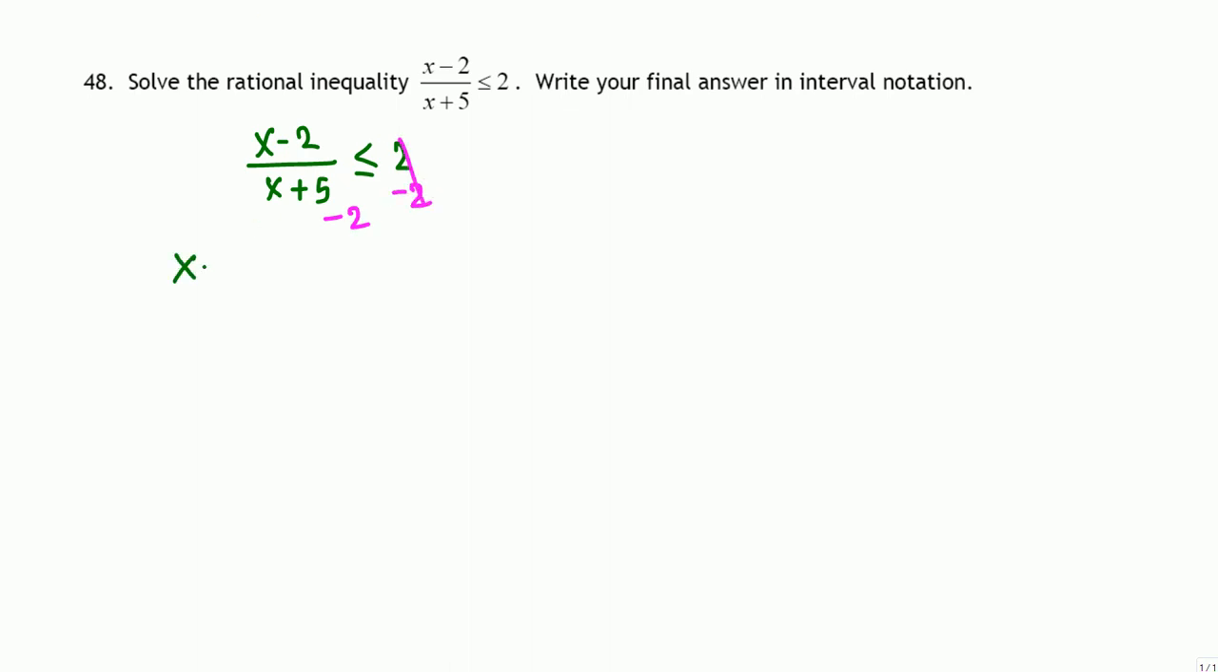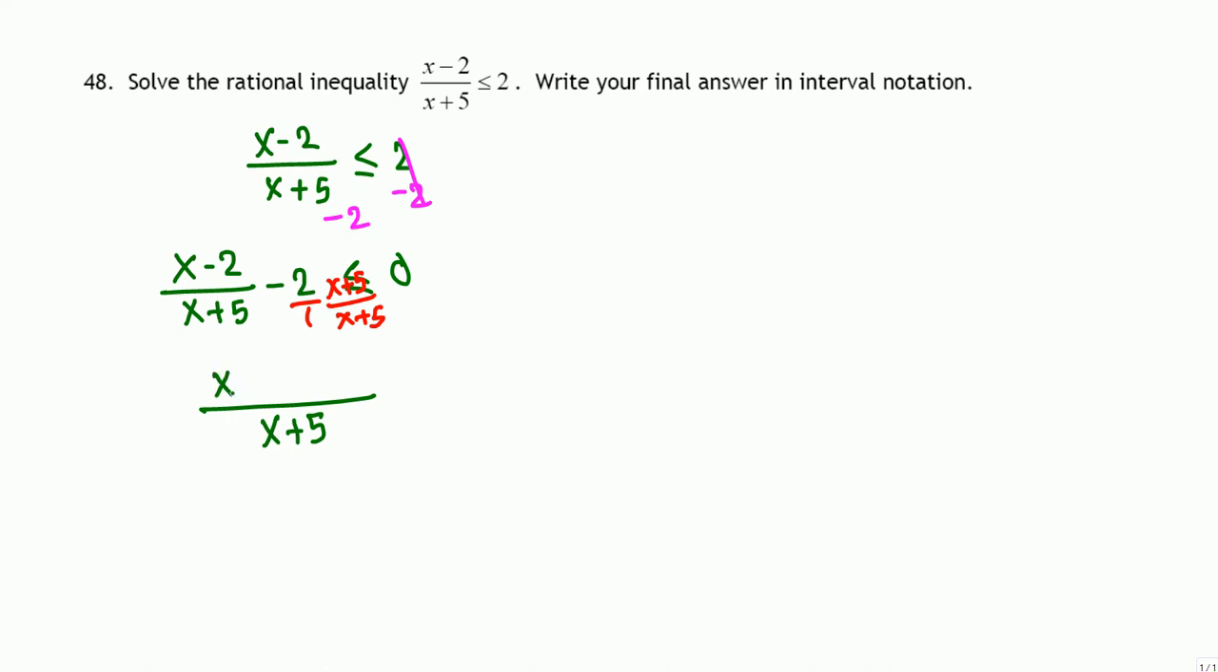So we have (x − 2)/(x + 5), this fraction, minus 2 ≤ 0. Now we need to subtract 2 from this fraction. Okay, 2 is 2 over 1, and whenever we subtract or add two fractions we have to make a common denominator. So we multiply this 2 by (x + 5)/(x + 5), and x + 5 is the common denominator.